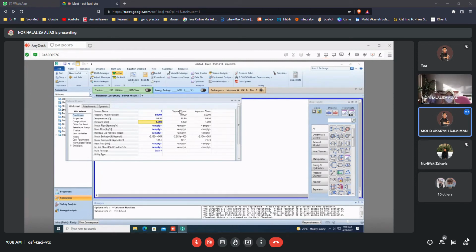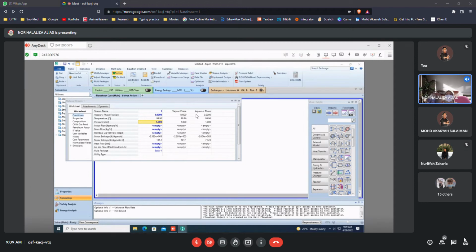Vapor phase. Sebab kita ada 2. If vapor phase equivalent to 1, it means that the stream contain 100% of vapor phase. Okay, if aqueous phase equivalent to 0 ataupun vapor phase equivalent to 0, dia adalah aqueous phase ataupun liquid phase. So obviously bila you nampak vapor phase 1, aqueous phase 0, maknanya dalam stream tu aqueous tu tak ada. So yang ada cuma vapor phase sahaja.